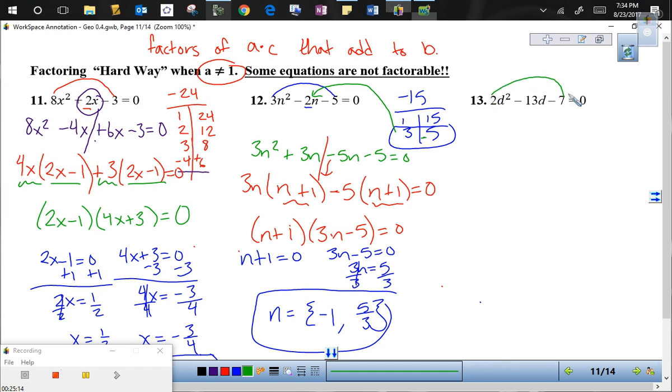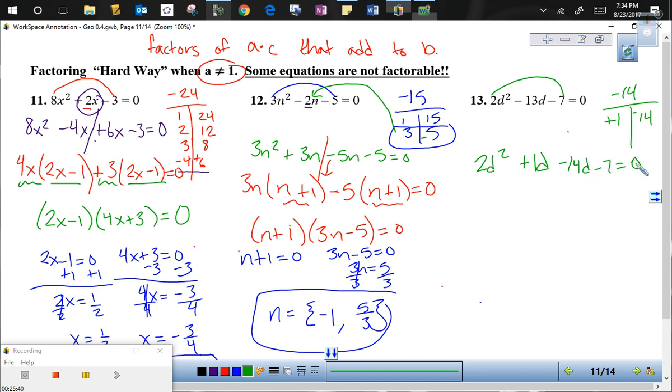If we take 2 times -7, we get -14. So we're looking for a difference of 13. Well, that works with 1 and 14. Our signs are opposite. The negative goes with the larger number, positive with the 1. And then we get to rewrite 2d squared plus 1d minus 14d minus 7 equals 0.